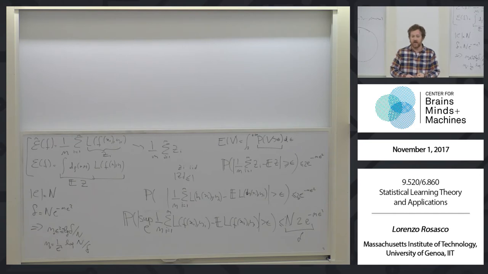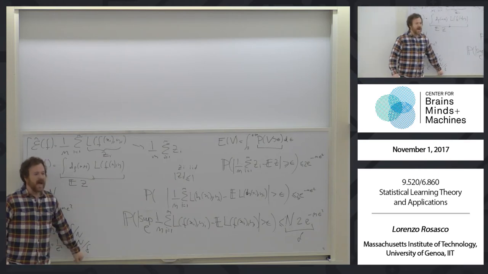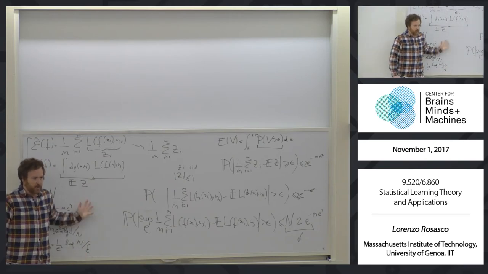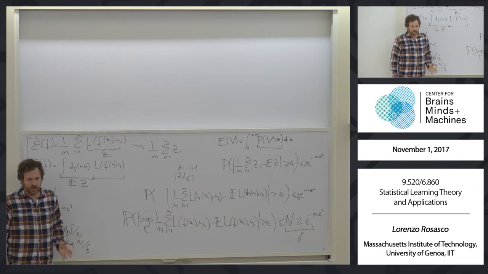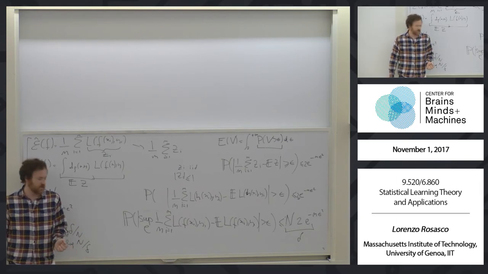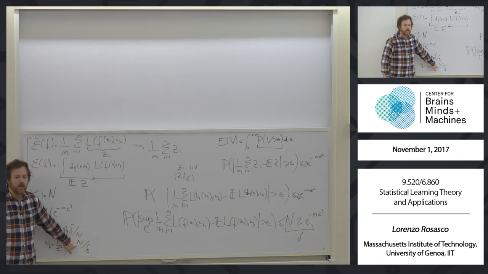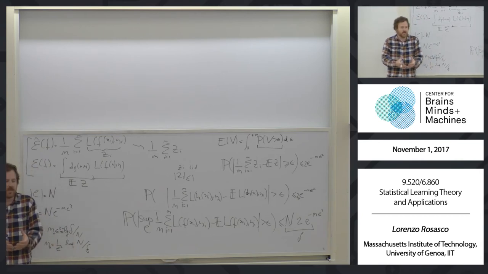But at least in this case, it's going to depend on the accuracy. If you require higher accuracy, you need more points. That seems to make sense. Similarly, if you want a very high confidence, which means that delta has to be small, you need more points. But then we have a crucial fact, the one we were expecting all along, which is that at least in this bound, if you're dealing with a small class, you need fewer points.